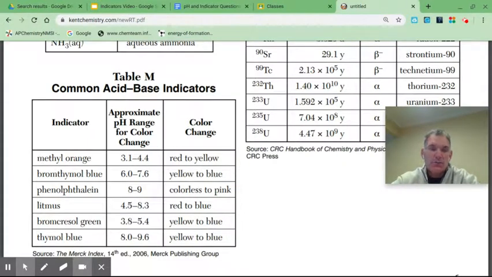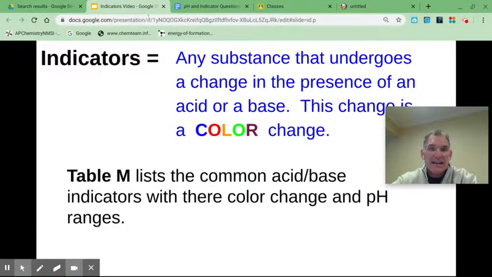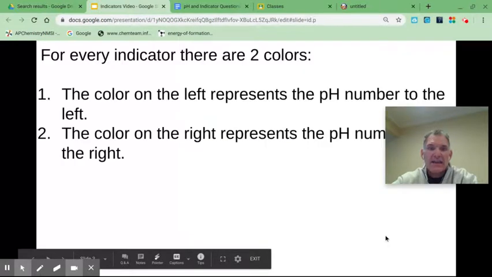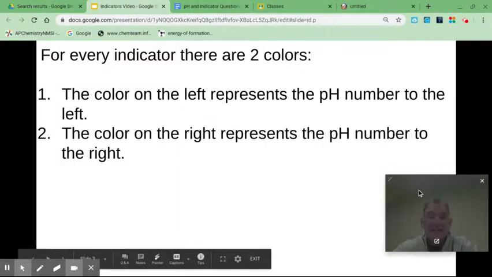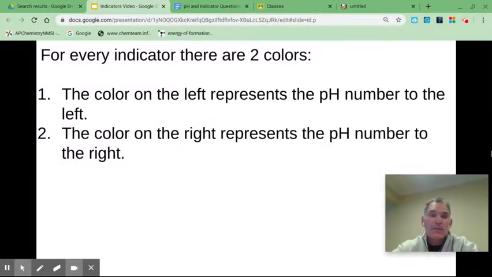So for example, methyl orange. Methyl orange at a pH of 3.1 would be red, at 4.4 would be yellow. What that means is if I'm close to these numbers, either below or above them, I'm going to see this color change. That tells me that when I'm using table M, I have to be careful of which indicator I'm using and what the number is.